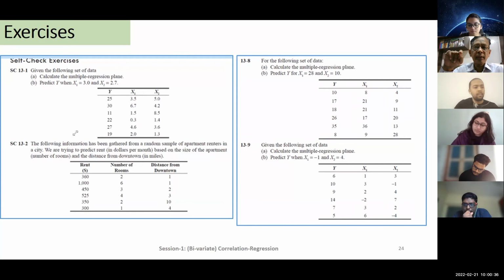We will do it now. Okay. So this first 13.2, then 13.9. We'll be doing it slowly. Wait for my explanation. Don't do it now.